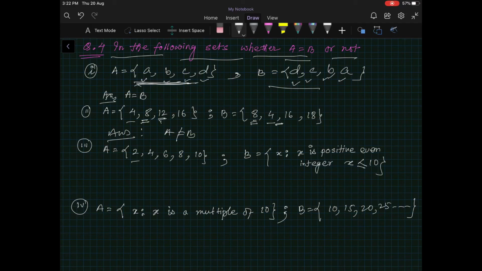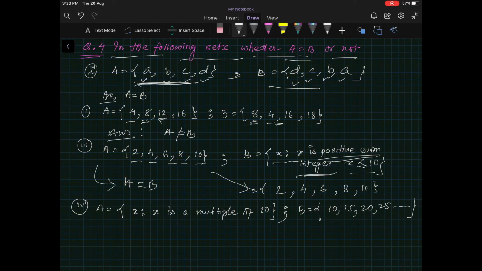Here A contains 2, 4, 6, 8, 10. And set B is what? X such that X is a positive even integer less than or equal to 10. That means it may be equal to 10 or less than 10. 10 is an even number, so 10 is included, then there will be 8, 6, 4, and 2. If you compare these two sets, we get A is equal to B. In case 3, A is equal to B.